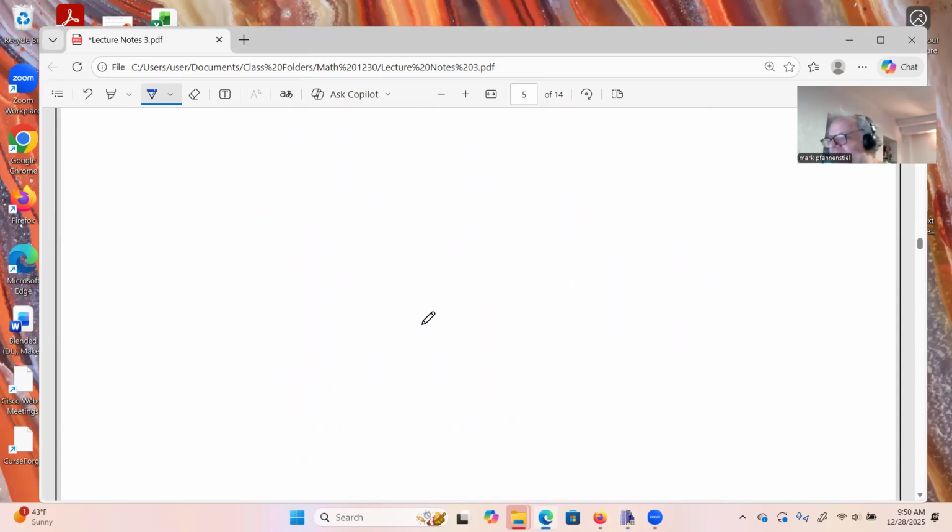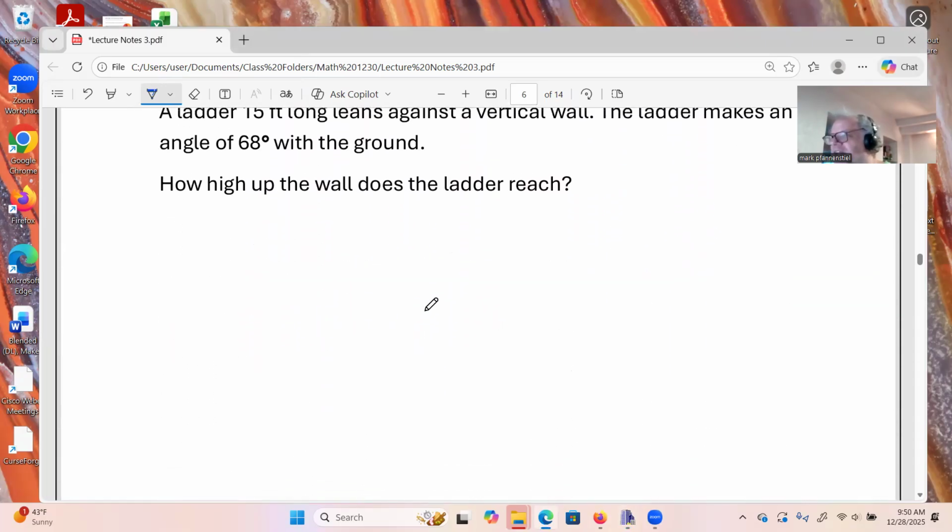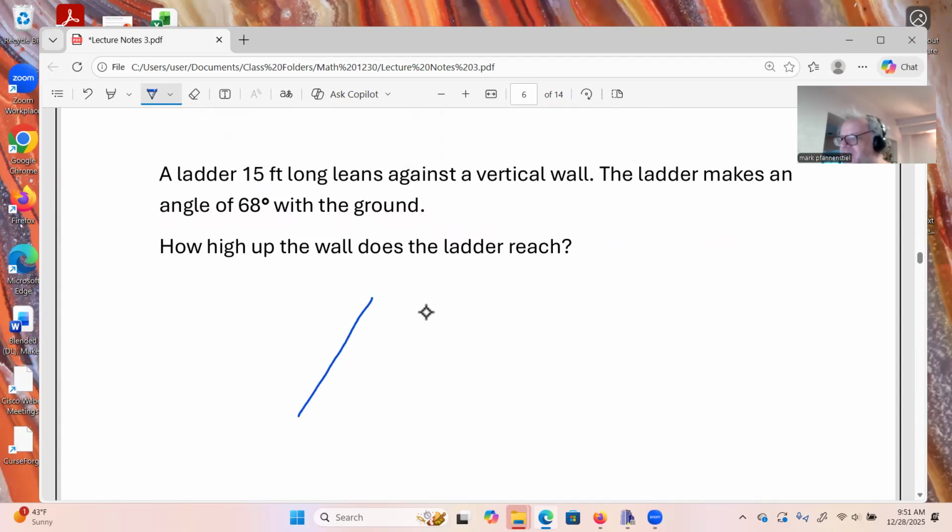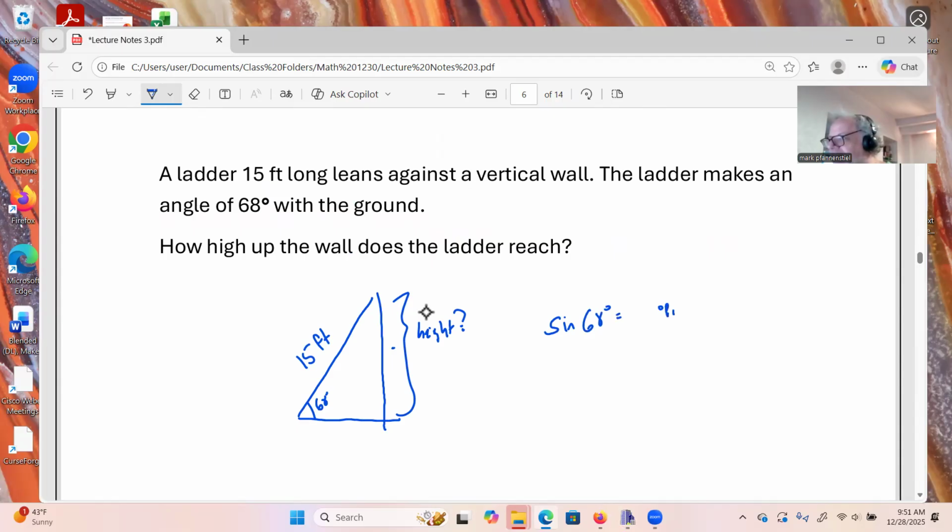Okay, and that's pretty much how we do this. I think there's one more, an oldie but a goodie. A 15-foot ladder leans against a vertical wall. Again, we're drawing a picture. It makes an angle of 68 degrees. We know that the ladder is 15 feet long. They want to know how high up can we go? So we're looking at this. We need opposite, we have a hypotenuse. So we're going to say sine, right? That's the one that goes with opposite and hypotenuse. So the sine of 68 degrees is equal to my opposite side divided by my hypotenuse. We know the hypotenuse is 15, so this is 15 times sine of 68 degrees.